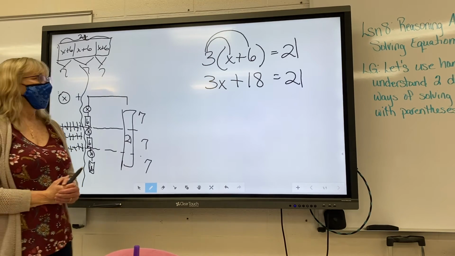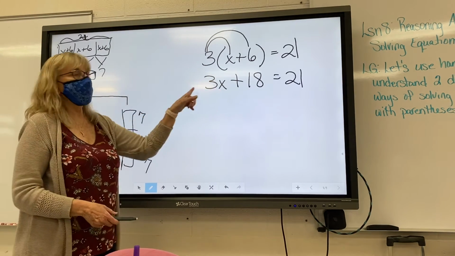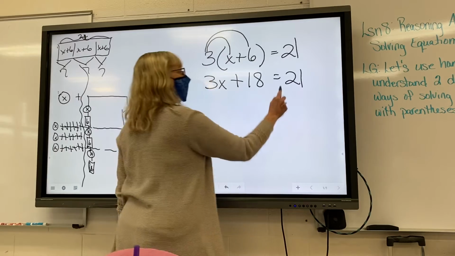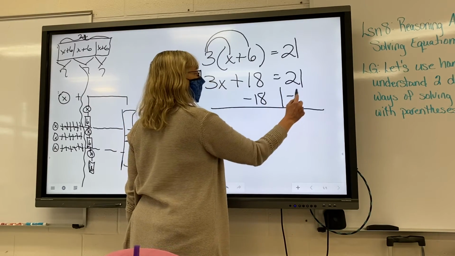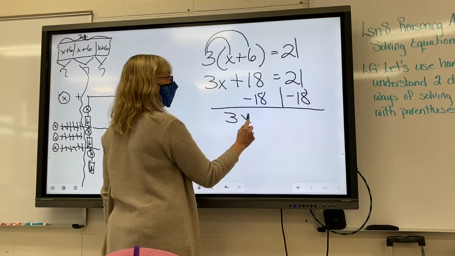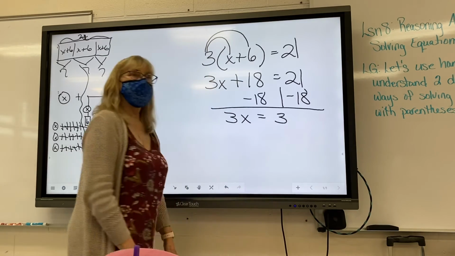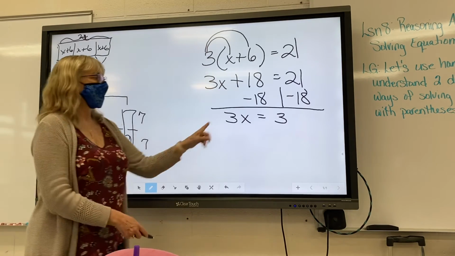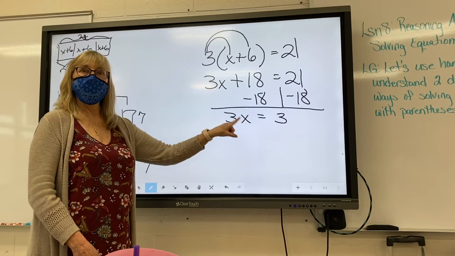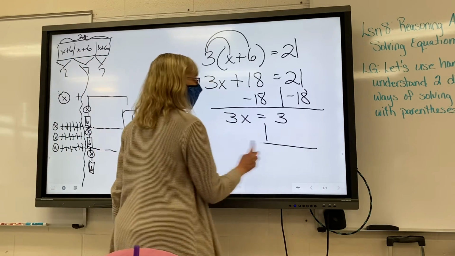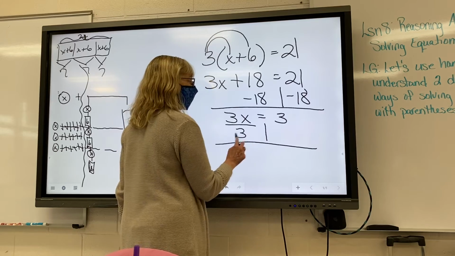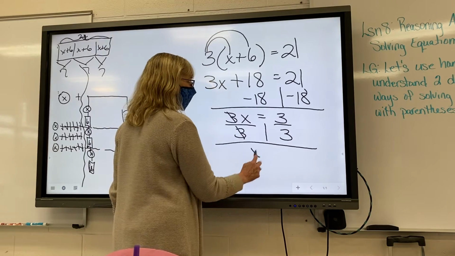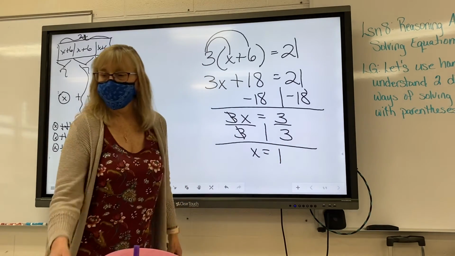Okay? Now, what's hanging with the 3 x's? 18. How do I make it go away? Subtract 18. So now I'm left with 3x equals 3. I don't want 3 x's, I want 1x. How are these connected to each other? What operation? Multiplication. How do I undo multiplication? So I'm going to divide both sides by 3. 3 divided by 3 is 1x, and 3 divided by 3 is 1 over there.